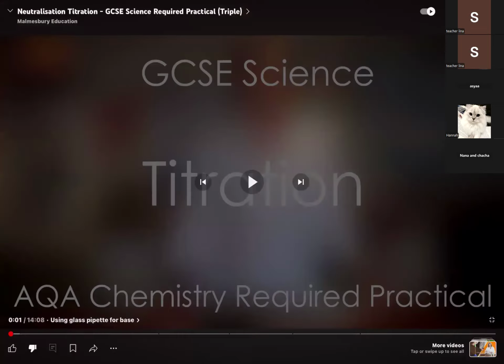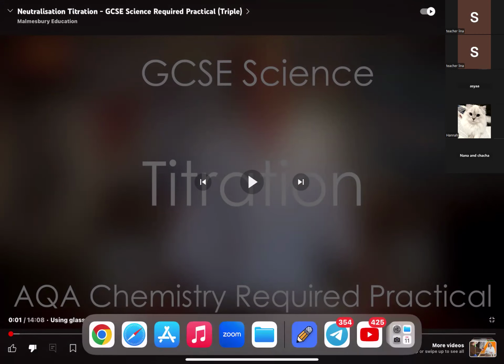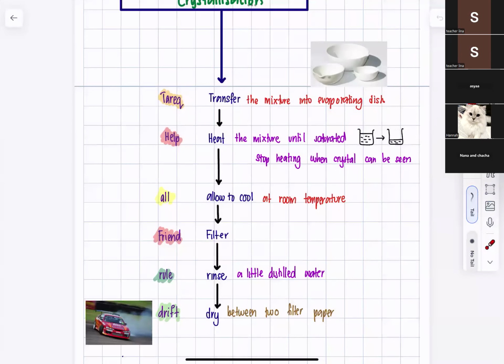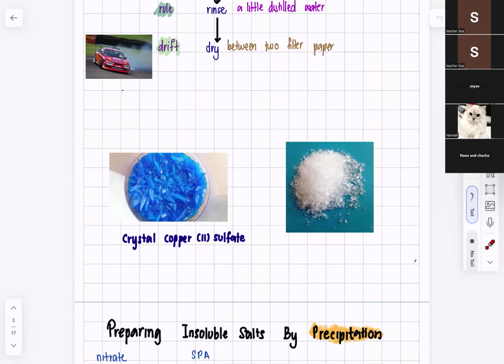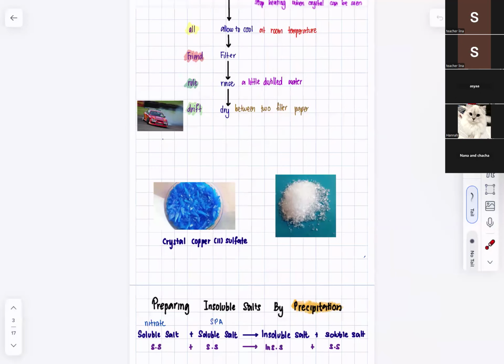Hannah, is it clear, Hannah? Good job, Sam. Yes. Chacha, is it clear, Chacha? Yes. Nana? Yes. Okay, done for the crystallization, Sam.